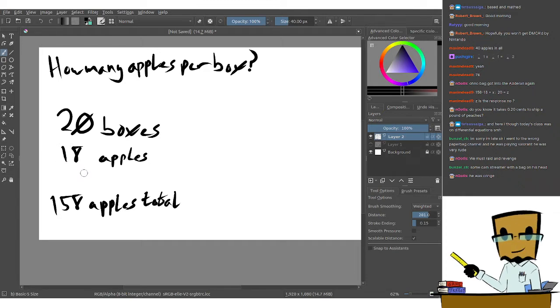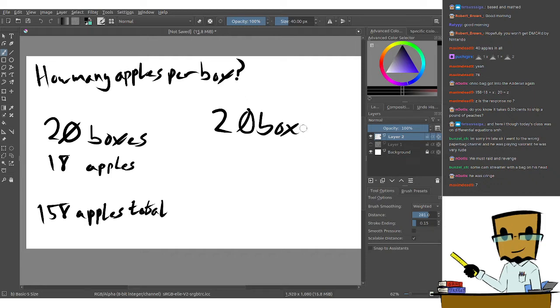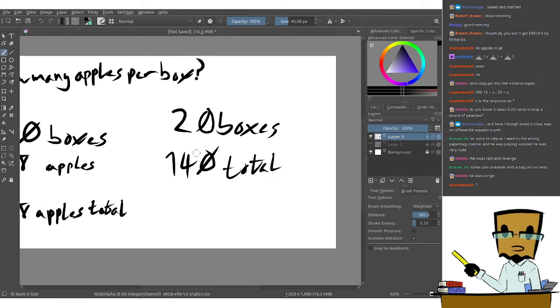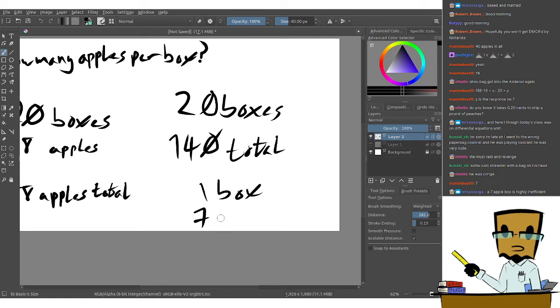But anyways. Okay, so yeah, it's 7. Oh, you did it. It's easy to visualize this problem. We know we've got the 18 floating apples. We can take that out of the total apples, so 158 minus 18 is 140. So we have 20 boxes and 140 apples total. And now it's easy from here. We divide 140 by 20, so that we know in one box there are 7 apples.